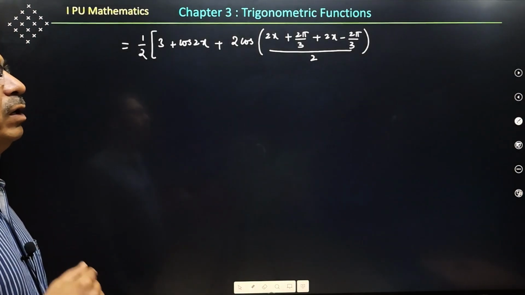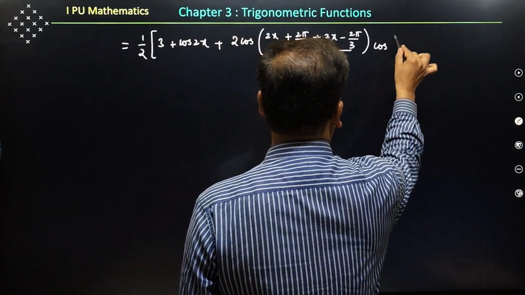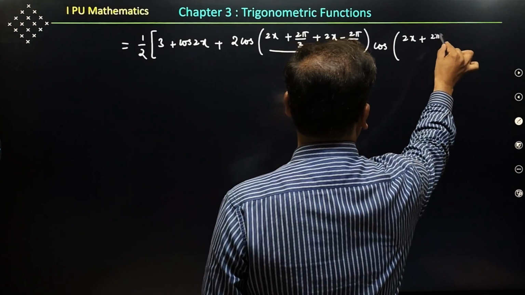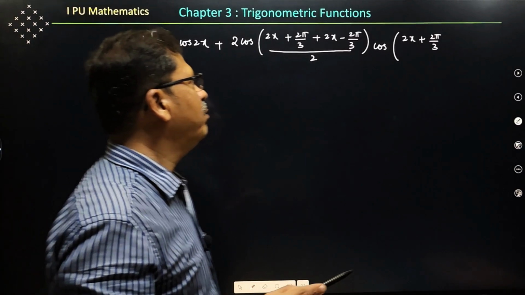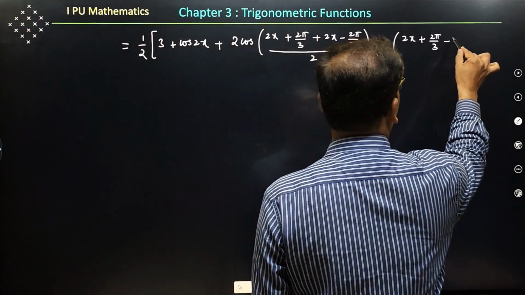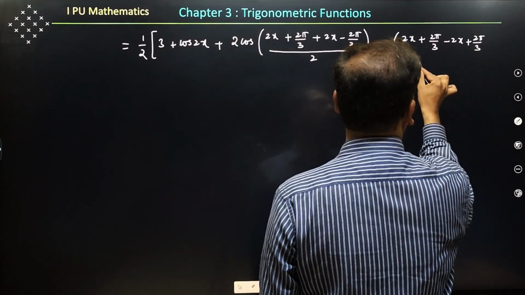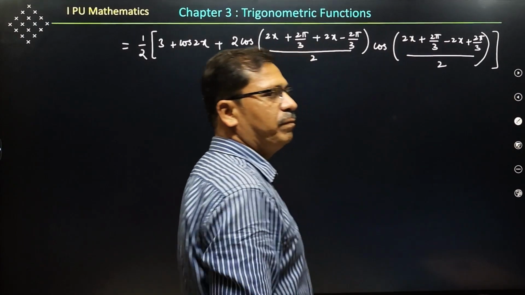Next, again into cos of (c minus d) divided by 2. Cos of c minus d, that is 2x plus 2 pi by 3. After applying the negative sign to the second angle, it becomes minus 2x plus 2 pi by 3. And this is to be divided by 2 according to the rule, and close the bracket.